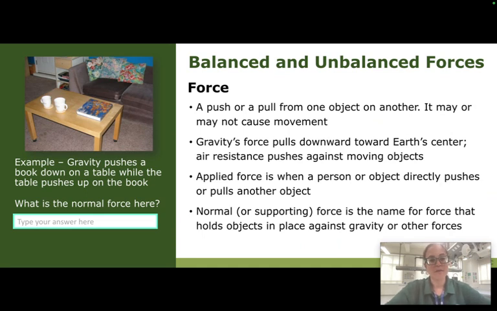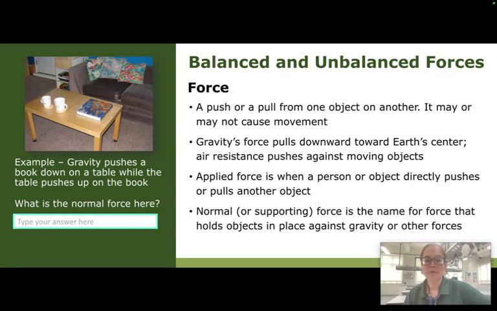So first we need to talk about force. A force is a push or a pull from one object to another. It may or may not cause movement. It depends on the net force that we talked about last week whether or not it creates movement. Gravity's force pulls downward towards Earth's center. So remember that gravity pulls things in, and air resistance pushes against moving objects.